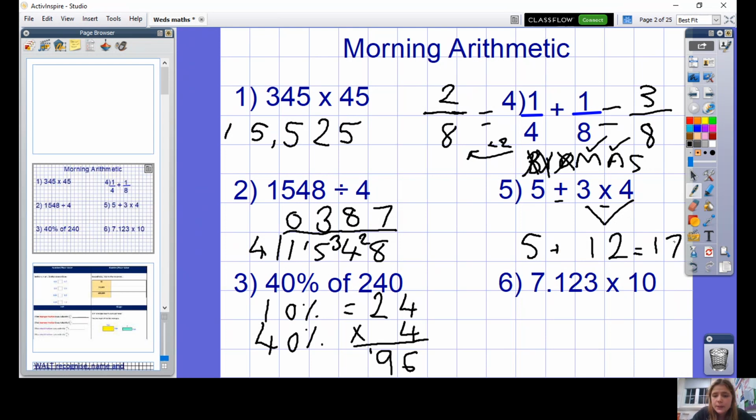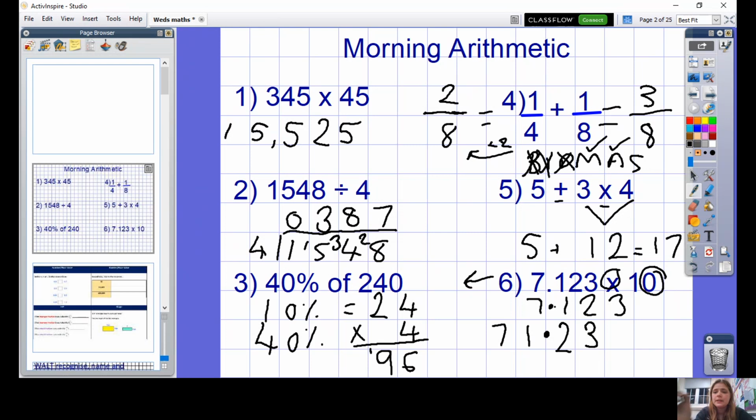And then finally, the last question was 7.123 multiplied by 10. When you're solving these questions without gridded paper, you need to make sure you're being really careful with your place value. I'm multiplying, so I'm moving to the left and only one place. 71.23 was your answer there.